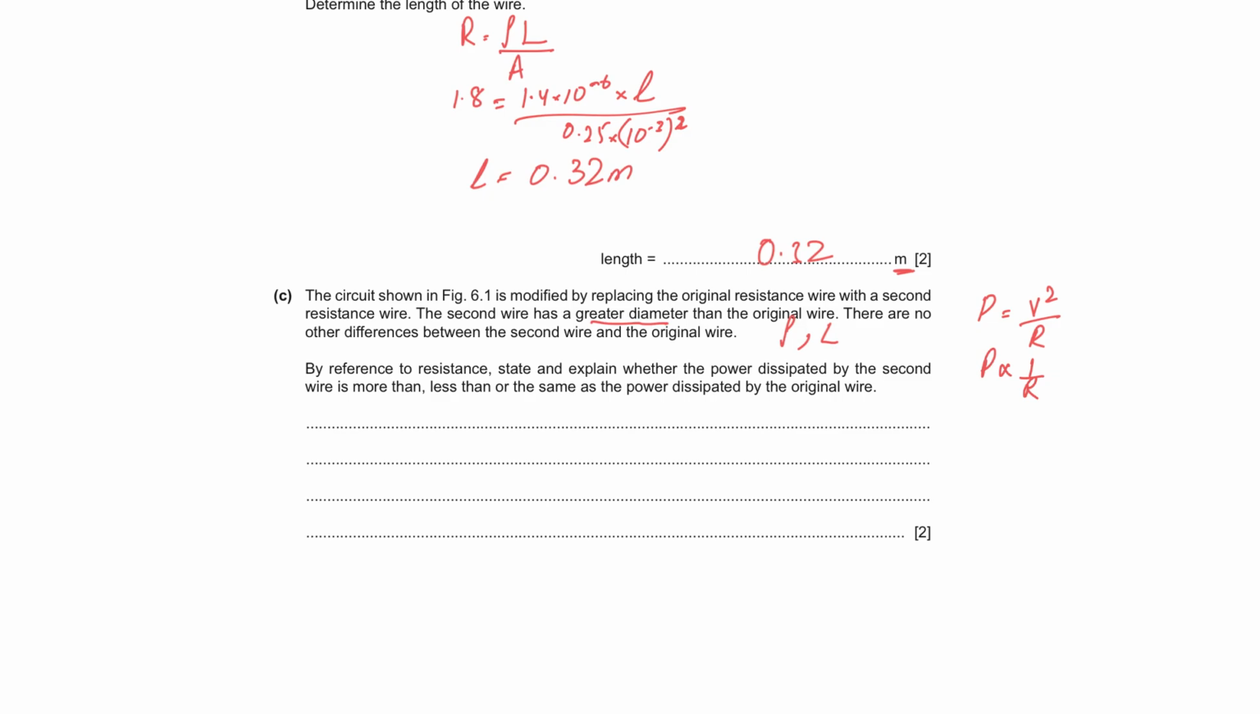So greater diameter, greater cross-sectional area means that the resistance is lesser. We can see that from the formula we've written above. When the cross-sectional area decreases, the resistance increases. R and L are constant. So the resistance of the second wire is less because of the larger cross-sectional area.